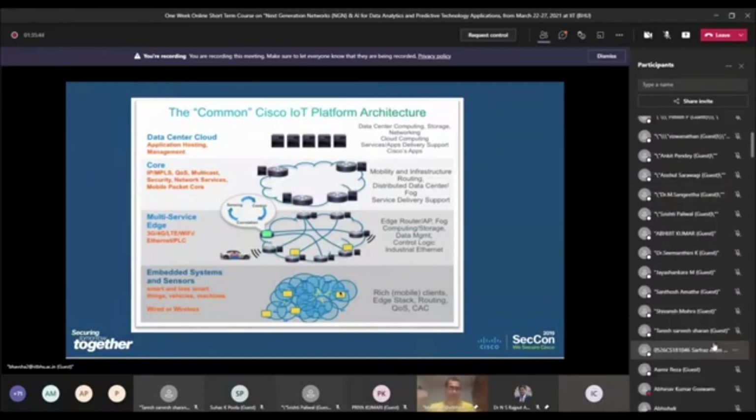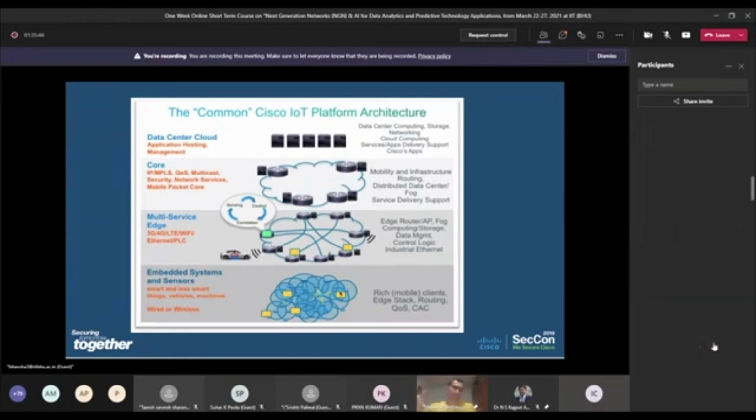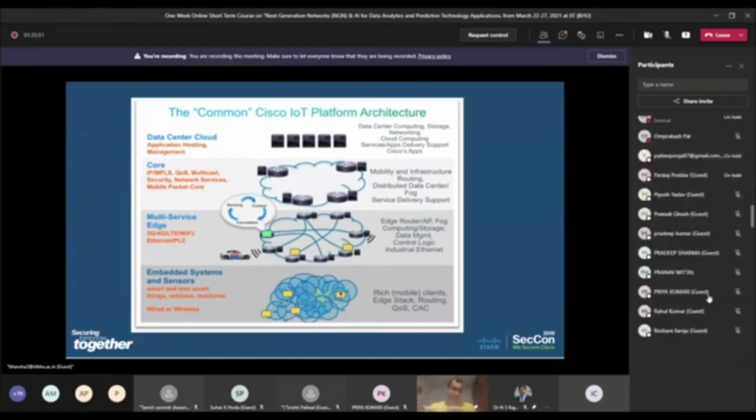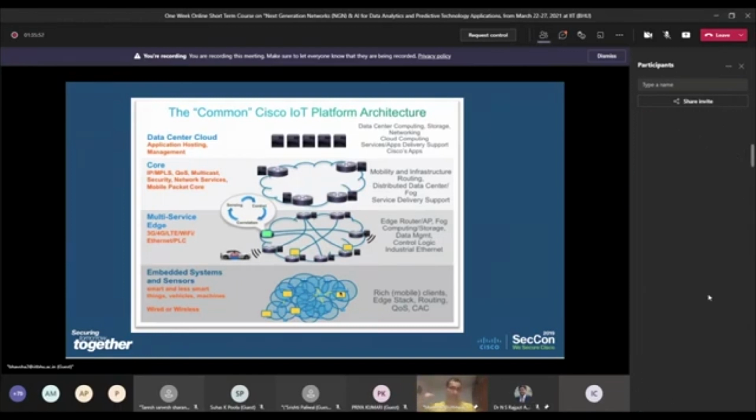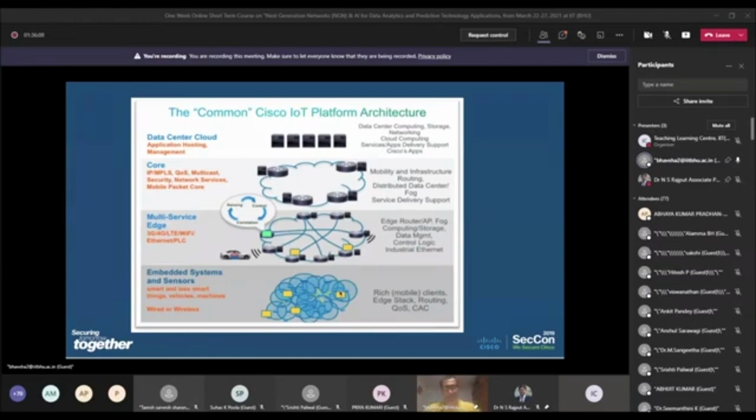So the OSI layers which I'm talking about are the physical layer, data link layer, network layer, transport layer, session layer, presentation layer, and application layer. So what do you think the embedded systems and sensors would relate to? Would it relate to all of the 7 layers, or would it relate to any one of the layers? Anyone?